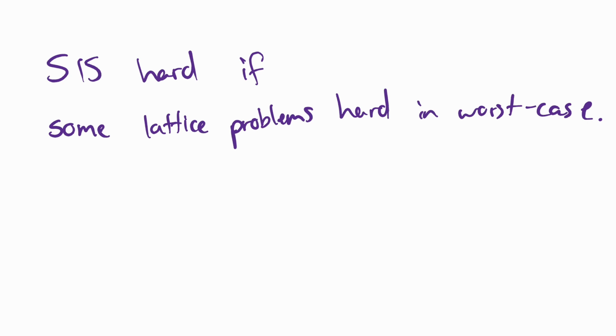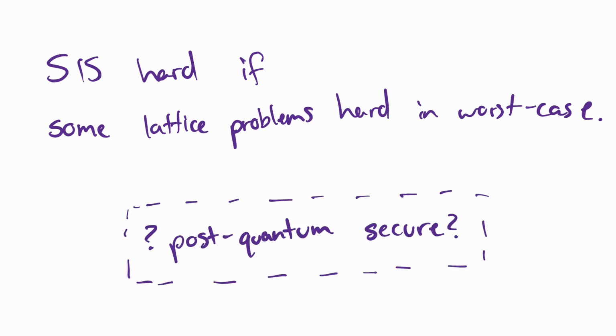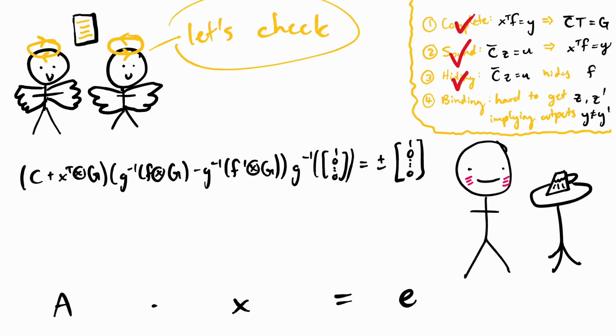And these problems we think are very hard. The keyword is that they are believed to be post-quantum secure. Okay, so let's check if this really solves SIS. C plus X transpose tensored with G looks random, just like A. And on the right-hand side, we have a vector that does have very small coefficients.